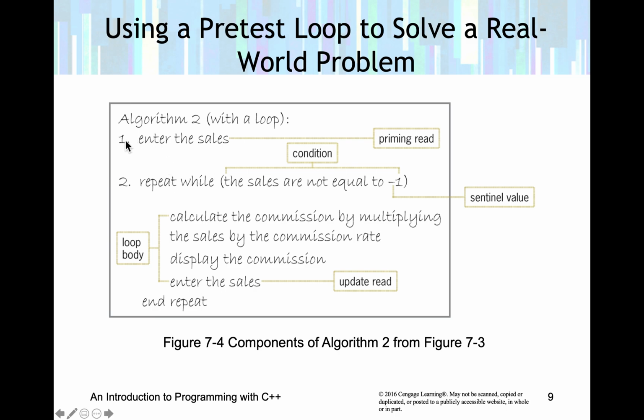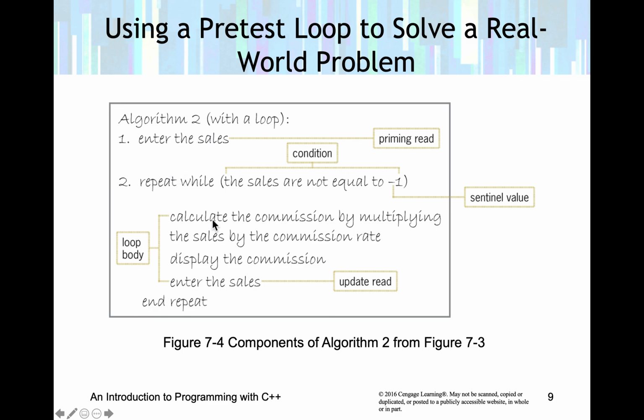At the very start, we ask the user to enter the sales amount. This is called a priming read. Priming read means that we read the value that we're going to be comparing here in the loop, and then we have to update that value inside the loop. So this is where we update this read statement. So we have a priming read: enter the sales amount.